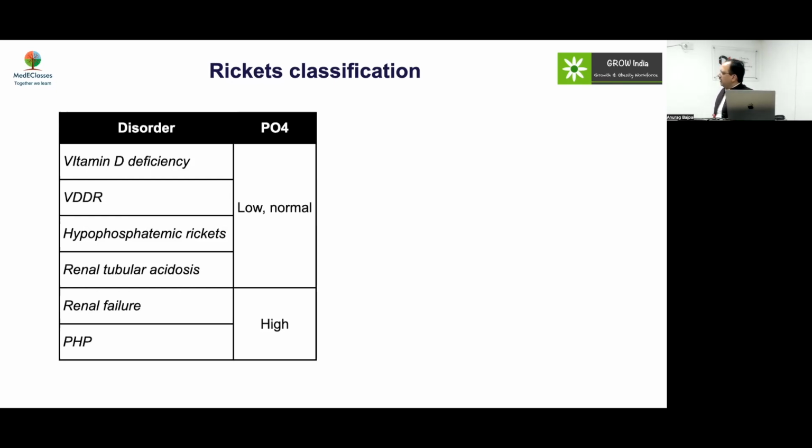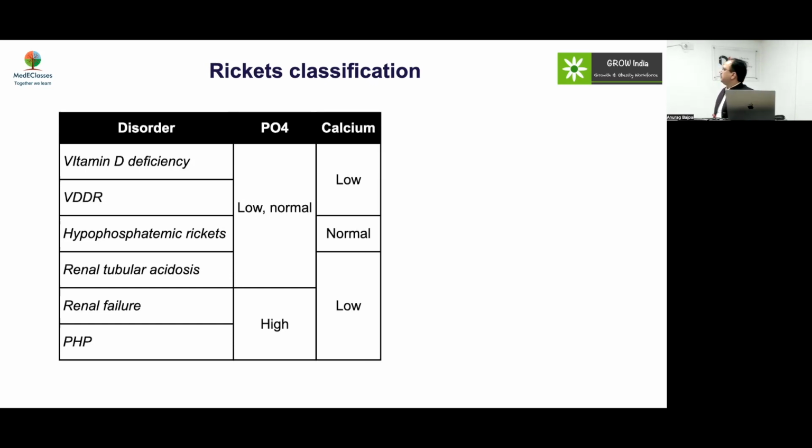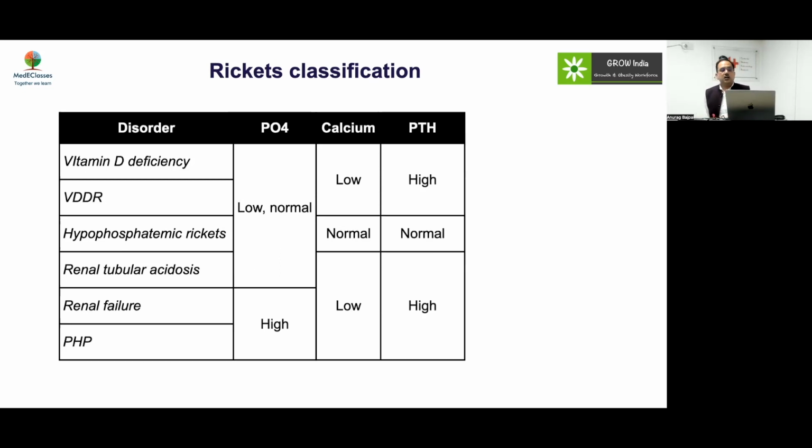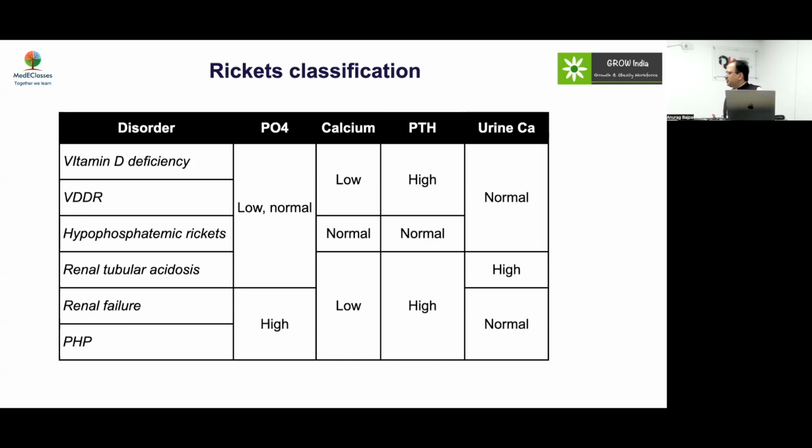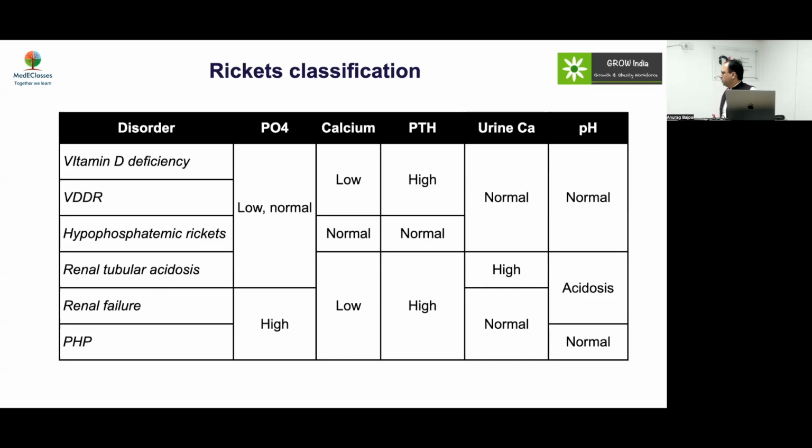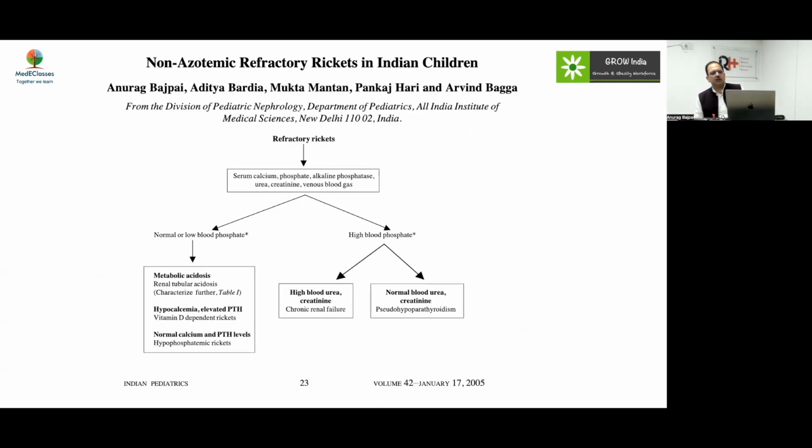If your phosphorus is high, it's renal failure or pseudohypoparathyroidism. Then calcium, if it is low, it excludes hypophosphatemic rickets. A normal calcium and a normal PTH suggests the possibility of hypophosphatemic rickets. So generally, everybody who has rickets should have a low phosphorus and a high PTH. If your PTH is normal and phosphorus is low, think of hypophosphatemic rickets. And of course, urinary calcium, if it's high, it's more like a renal tubular acidosis, and acidosis will also give you a picture. So the most important thing is phosphorus, second is PTH, and then of course, ALP and urinary calcium will give you a clue.